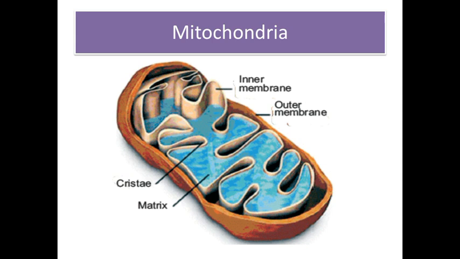This is the diagram, outer membrane and inner membrane. Outer membrane is dark brown in color, while the inner membrane is light skin in color. And inside the inner membrane there are enfoldings, that is cristae, and inside the cristae there is a matrix.